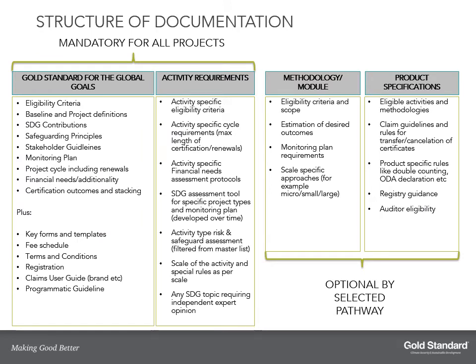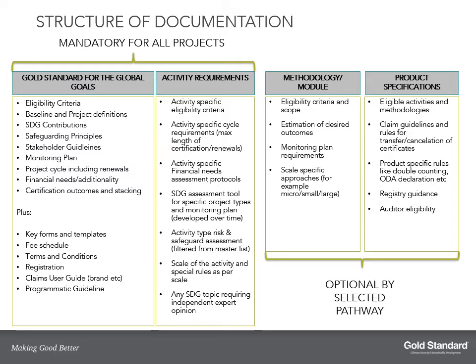Well, the mandatory documentation on the left-hand side concerns the Gold Standard for the Global Goals requirements in the left-hand side box, which contains things like the core eligibility criteria and the safeguards. And the second box there is the activity requirements I just mentioned, where you'll find specific eligibility criteria and how to apply some of the safeguards, for example, in that context. And those are the mandatory steps for all projects.